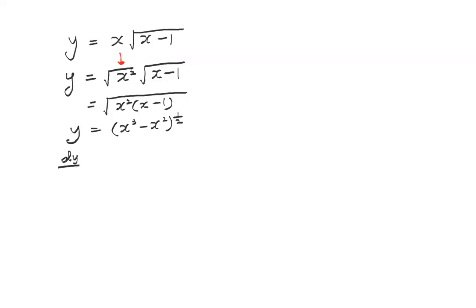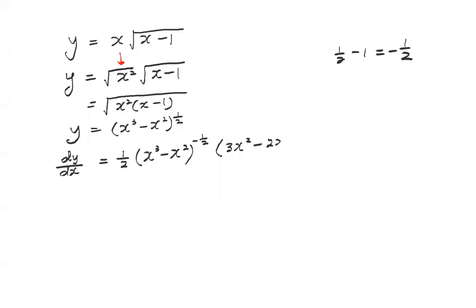So my dy over dx is equal to bring down the power, copy down the whole thing, power take away 1. Half take away 1 is negative half. So negative half times by the rate of change of x to the power of 3, which is 3x squared, minus the rate of change of x squared, which is 2x. Done. Hello? So I can factorize.